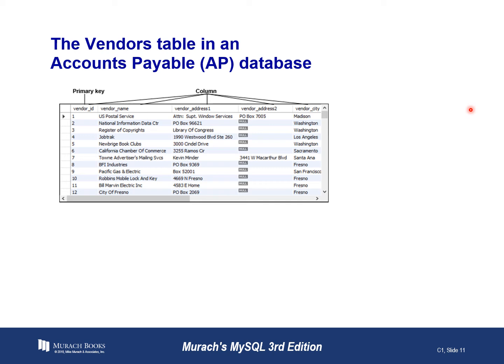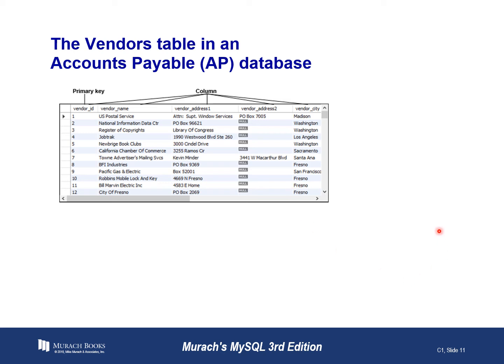Now there are a lot of important concepts, for example, what is a table, columns, rows, primary keys, non-primary keys, indexes, all that stuff. So I wanted to go over some of those points next. Here you can see the vendors table in an accounts payable database. Inside our accounts payable database, there is a table called vendors, and in the vendors table we have a bunch of columns, a bunch of rows, and some primary keys. Let's have a discussion about all these different concepts.